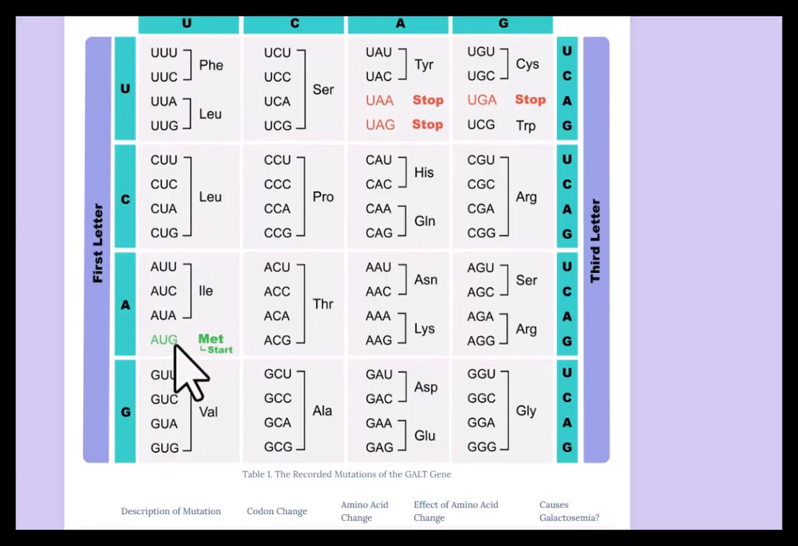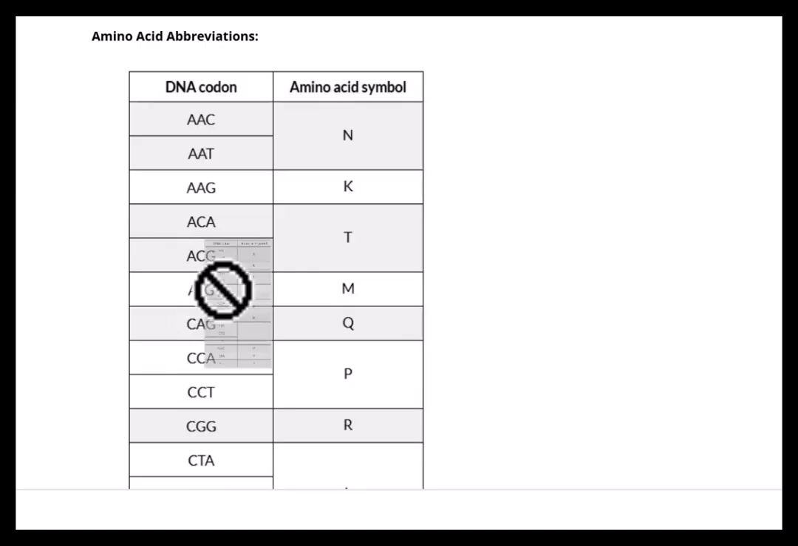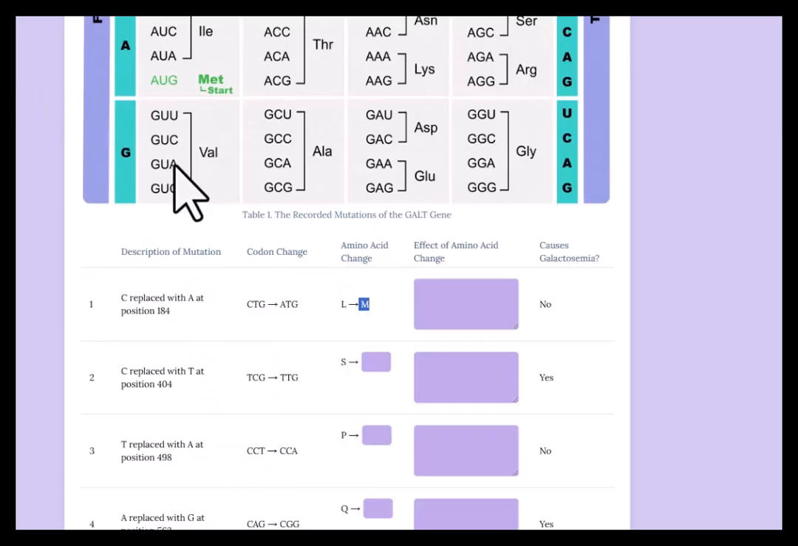And where do they all intersect? So now that sequence, that codon sequence, is coding for methionine. So it's going from leucine to methionine. And if we go back to the chart, find the abbreviation, right there, it's M. You're going to need these when you actually have to fill these in.